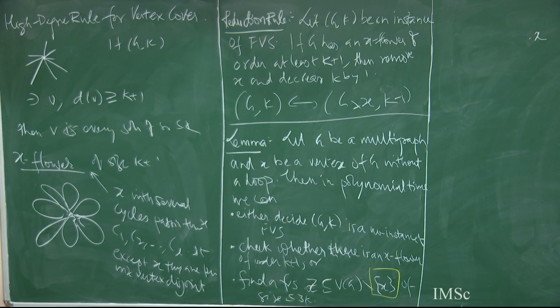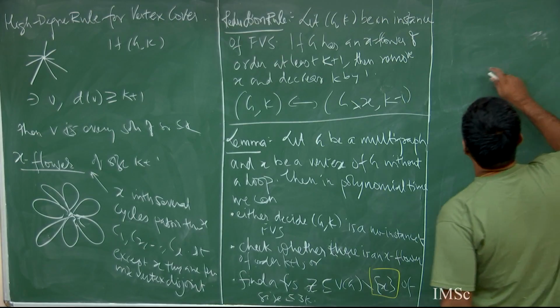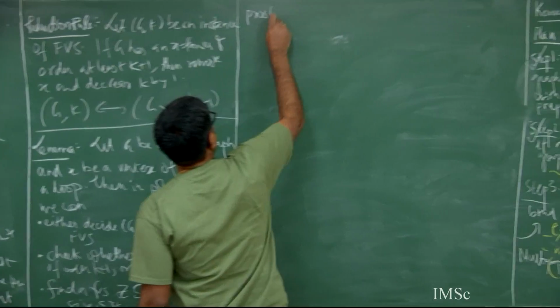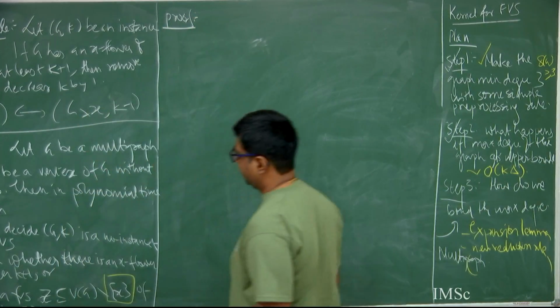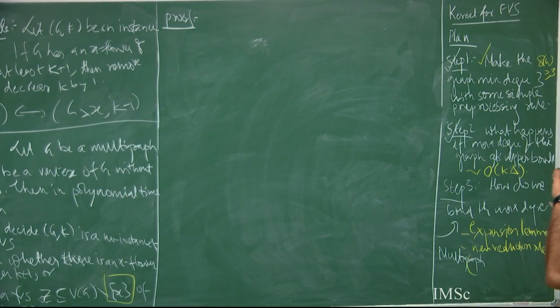You want to prove this? Okay, let's prove this. So I am going to assume a fact: feedback vertex set has a factor 2 approximation.